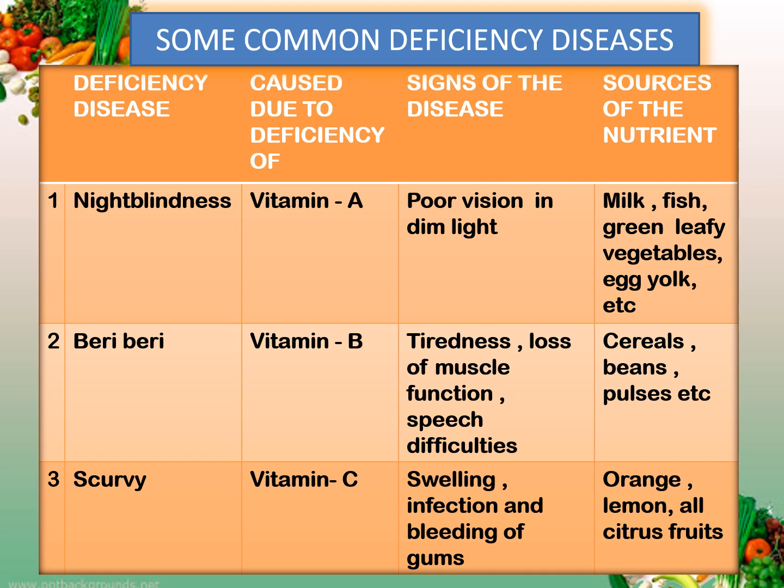Third deficiency disease, scurvy. This scurvy is caused in a person if he lacks vitamin C in his body. And the signs of the disease scurvy are swelling, infection and bleeding of gums. Here the word bleeding of gums means blood will be coming out from the gums, children. Okay. And if we see the sources of vitamin C, all citrus family fruits like oranges, lemon, raw mangoes, kiwi, strawberry will be rich in vitamin C.